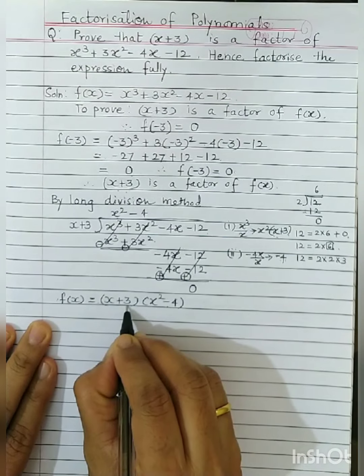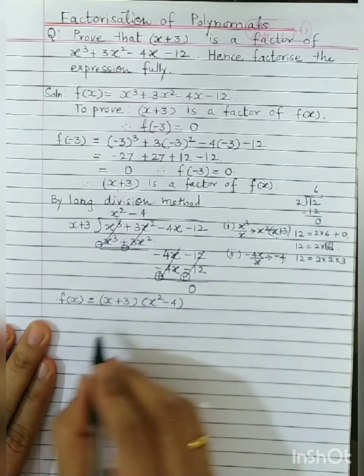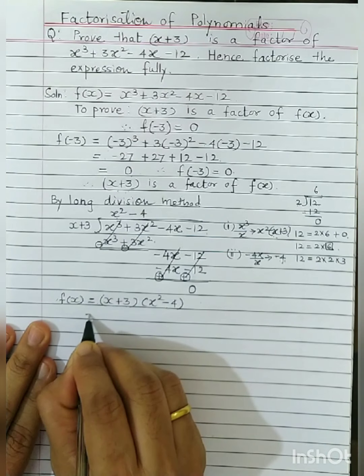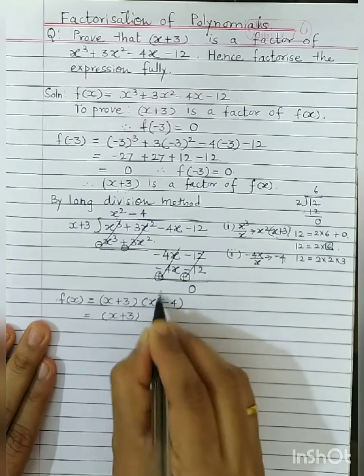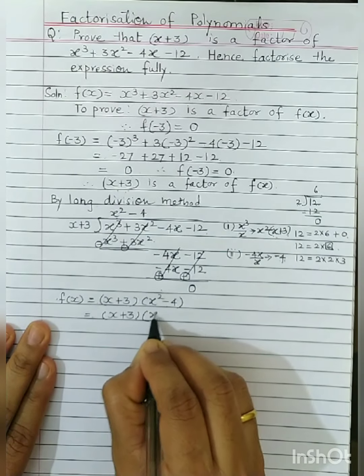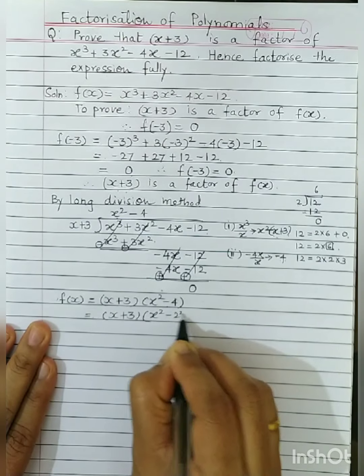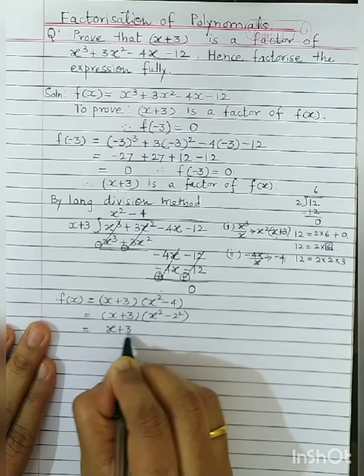Now x plus 3 is in the simplified form. X square minus 4 can be further factorized. We have to factorize it completely, no? So if you observe, it is a difference of two squares. So you may write it as x square minus 2 square. You know which formula you can use. Which is that formula? Right.